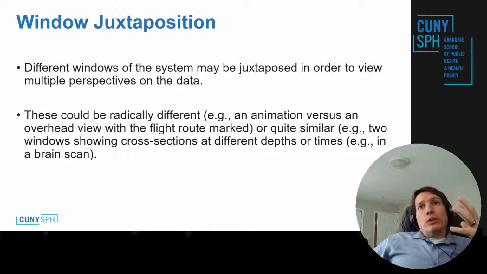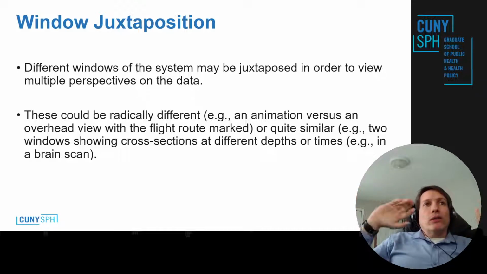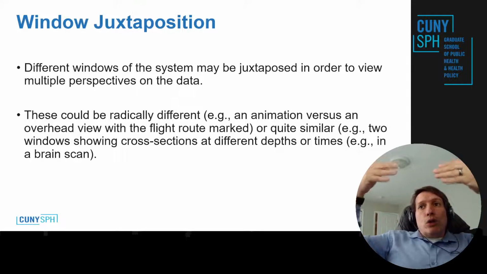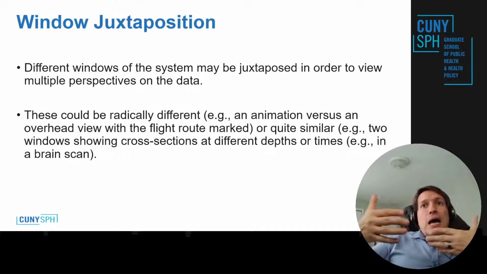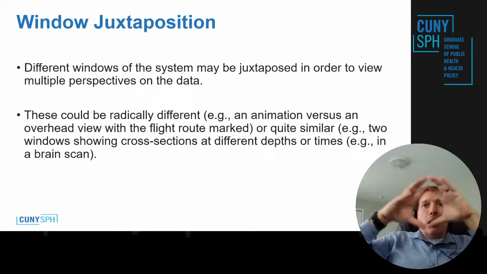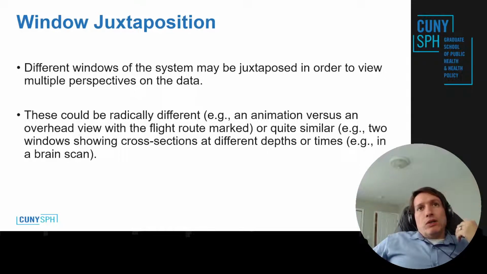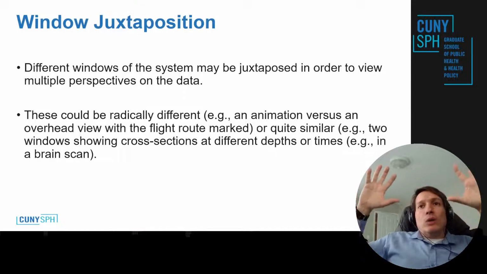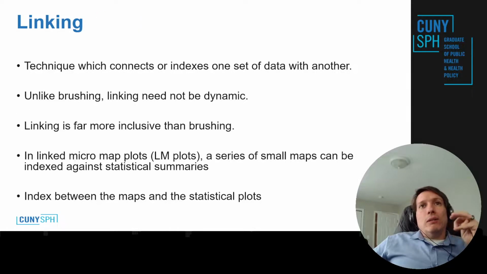The window juxtaposition is that creation of different perspectives of data. Then it's when you have an animation versus an overhead view, or two windows showing cross sections of different depths on time, or having a 3D space representing from different dimensions. Then that helps you to understand the data from different point of view. Is similar to changing the camera, but you are doing this simultaneously in different dimensions.